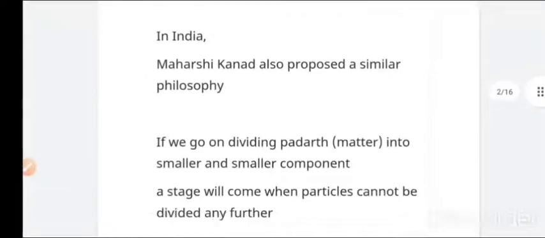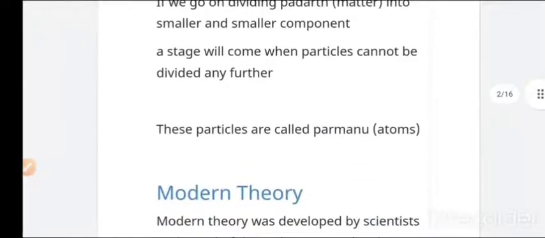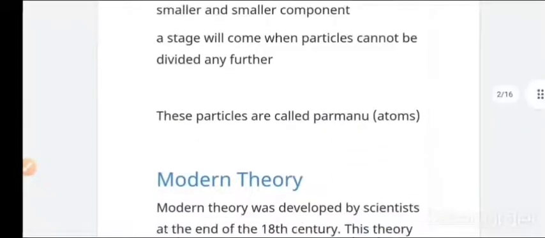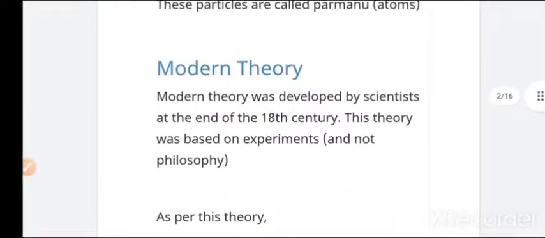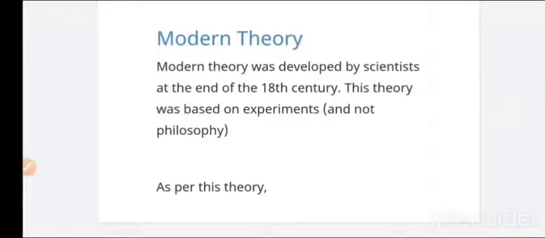In India, Maharshi Kanad also proposed a similar philosophy. If we go on dividing matter into smaller components, a stage will come when particles cannot be divided any further. According to Kanad, this is the definition of matter, the atom. These particles are called paramanus or atoms. According to modern theory, this is a philosophical theory. This is not proven. But according to modern theory, there is so much technology that discovered it. They experimented and found the actual definition of matter.